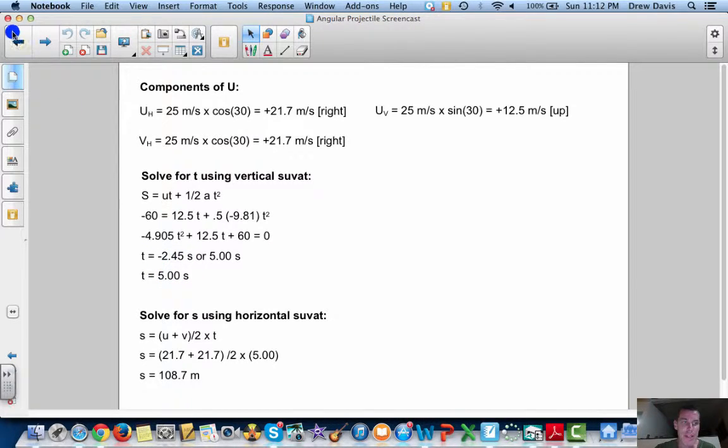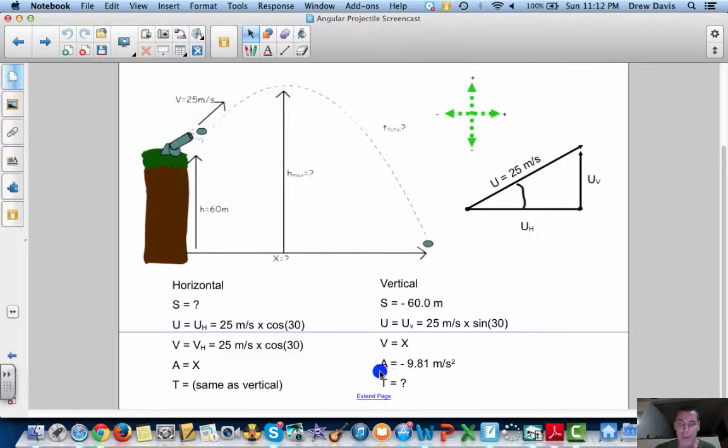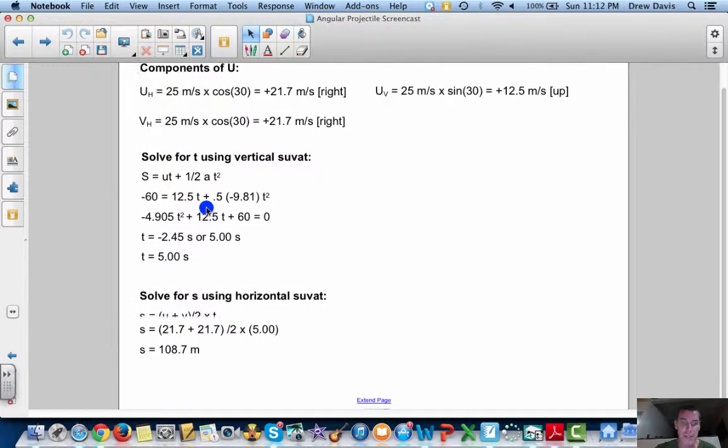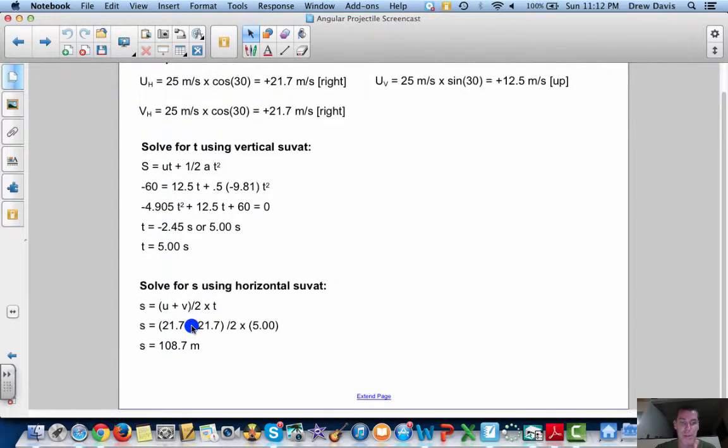We take that 5 seconds, and now we know what t is. We take it over here, and now we have three numbers: u in the horizontal direction, v in the horizontal direction, and t. We use those three to solve for the horizontal displacement. So we plug in the numbers, and we get 108.7 meters.